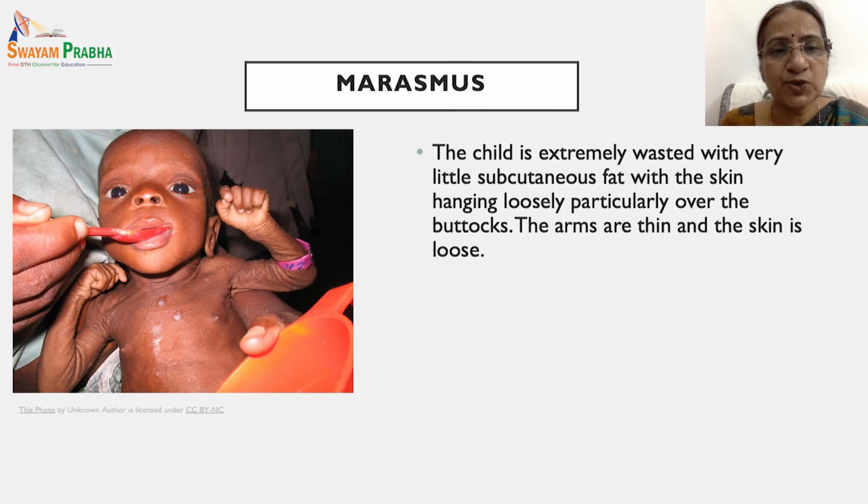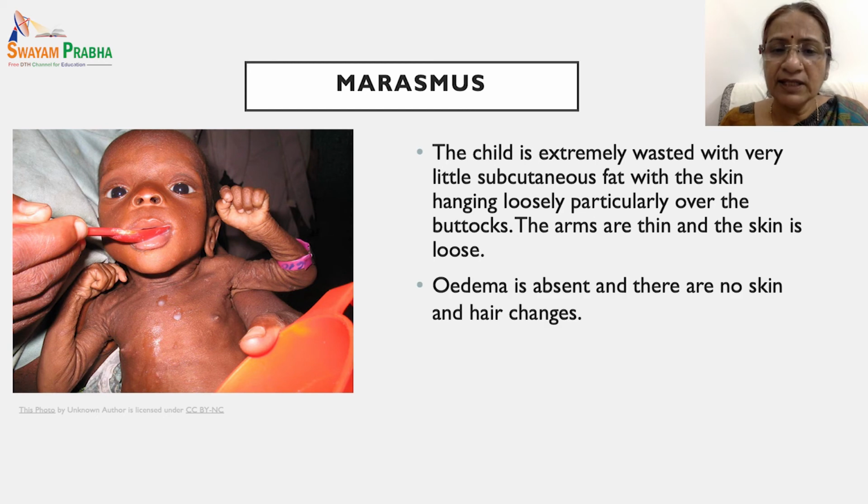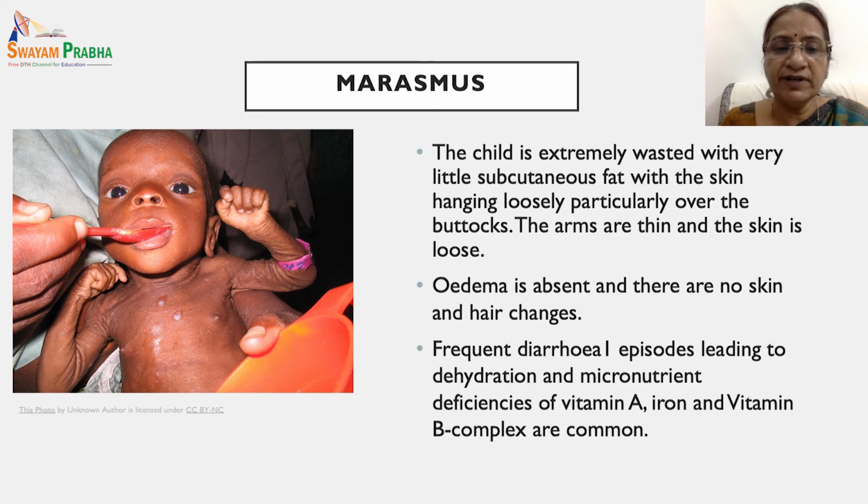The child is extremely wasted with very little subcutaneous fat, with the skin hanging loosely, particularly over the buttocks. The arms are thin and the skin is loose. Unlike in kwashiorkor, edema is absent and there are no skin and hair changes. However, frequent diarrheal episodes leading to dehydration and micronutrient deficiencies of vitamin A, iron and B complex are common.